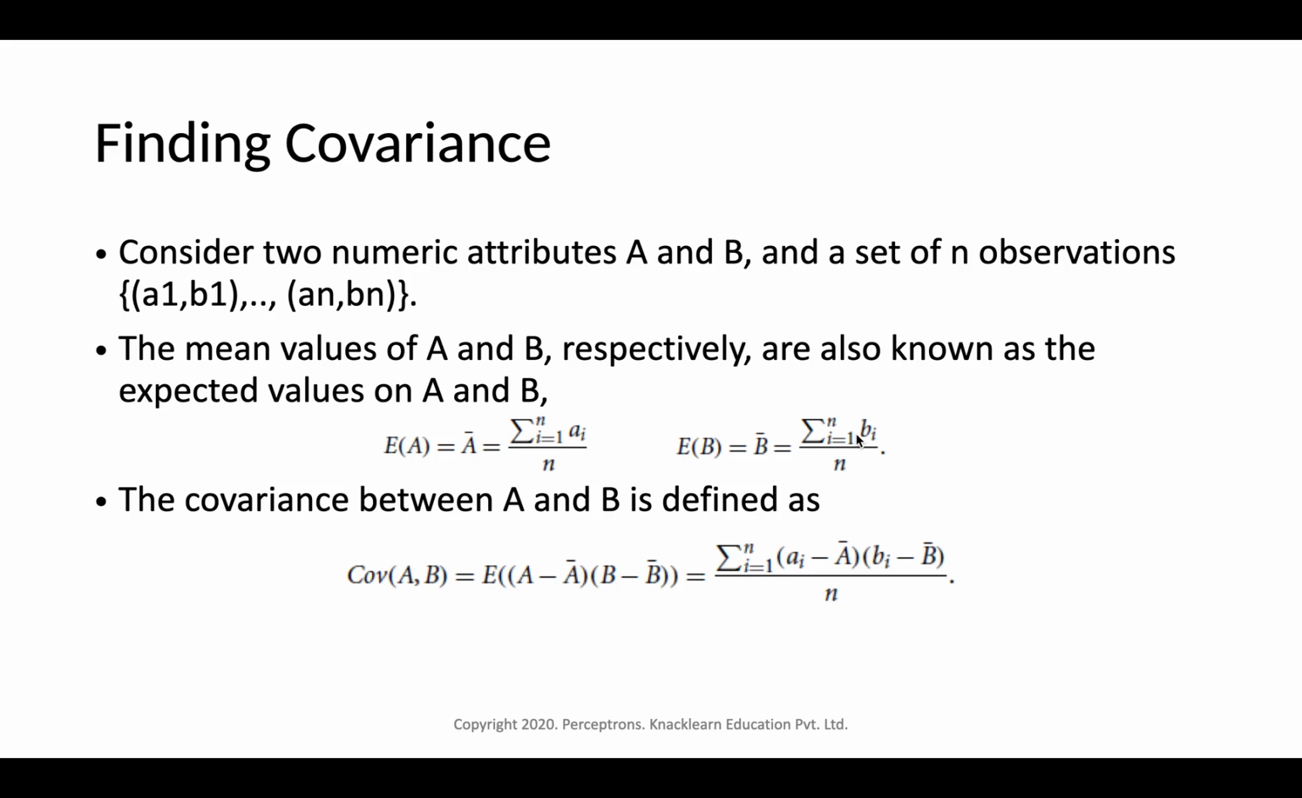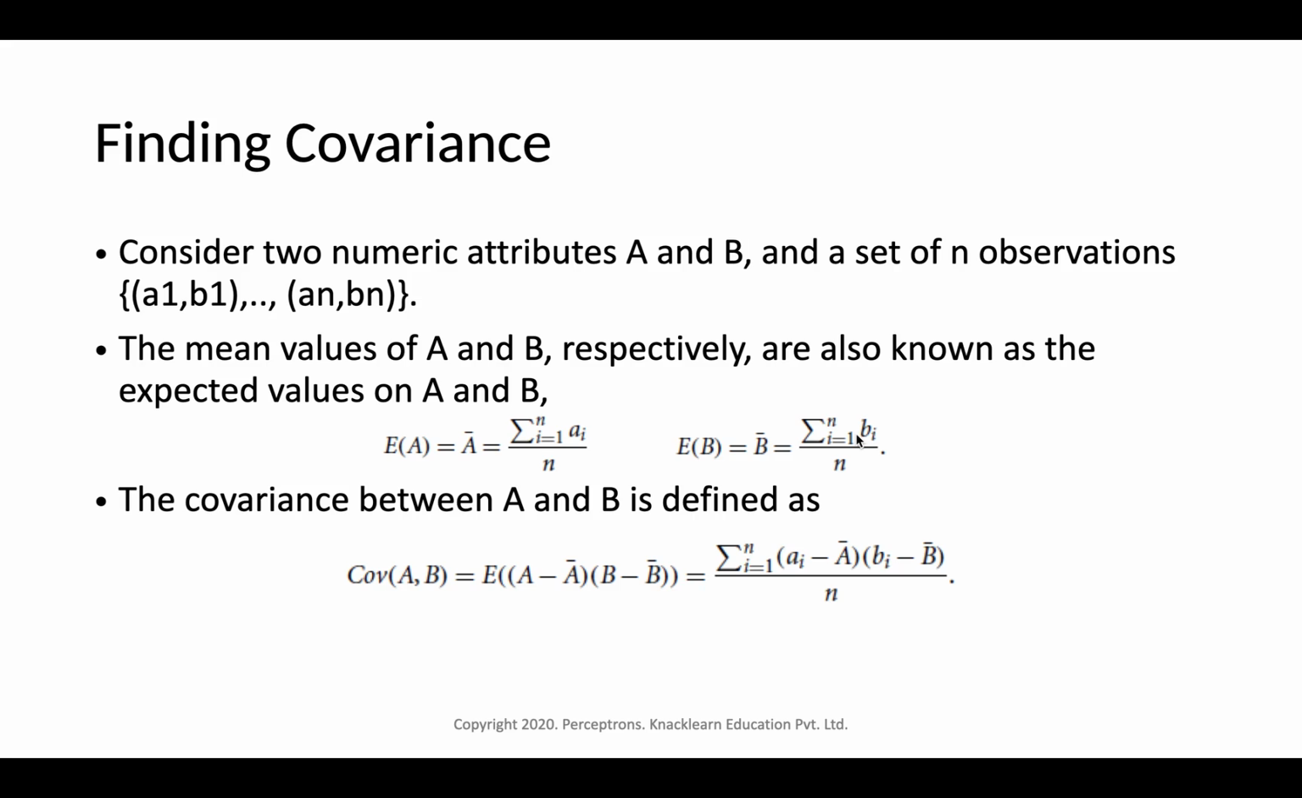So how do we find this covariance? Consider two numeric attributes a and b. Suppose we have two variables a and b. Both are quantitative in nature, so both are numerical variables. And we have a set of n observations, so we have a total of n values, starting from a1, b1 till an and bn. The mean values of a and b respectively are also known as expected values. So in covariance, we can call the mean value the expected value.